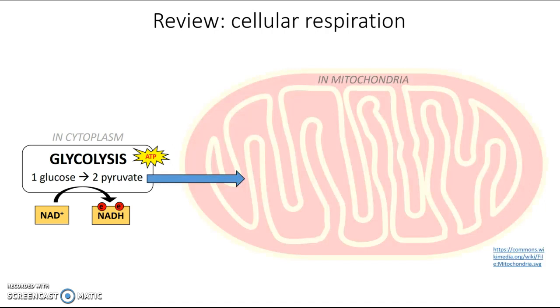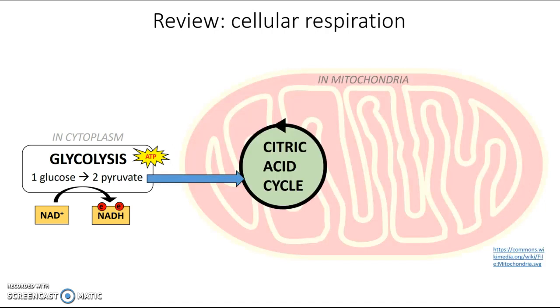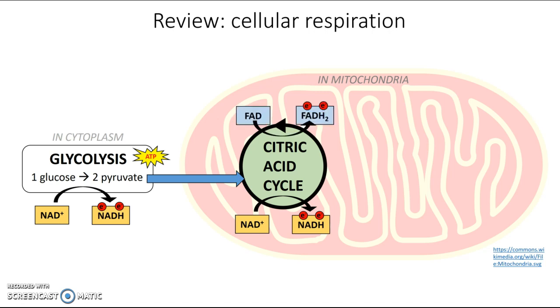After this phase, those pyruvate molecules enter the mitochondria, where they go into the citric acid cycle. In this phase, more NAD comes and picks up more hydrogen ions and electrons to produce more NADH, and another carrier, FAD, also picks up hydrogen ions and electrons to become FADH2. A little bit of ATP is made here too.